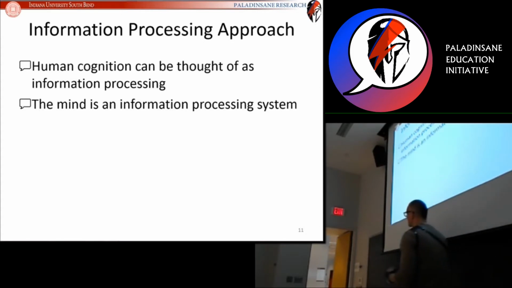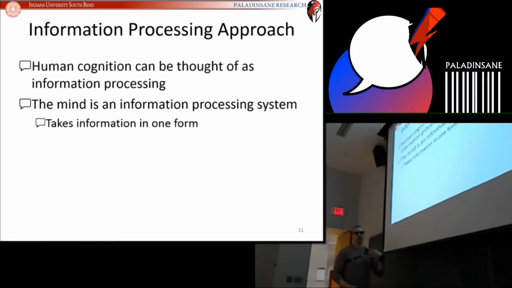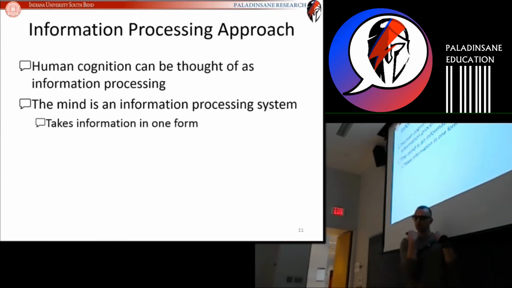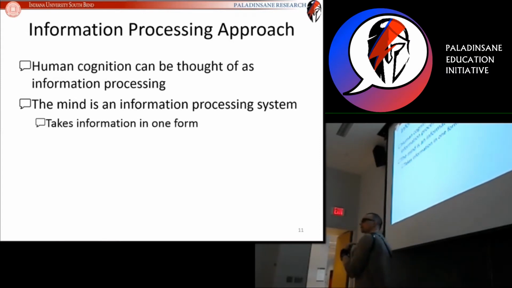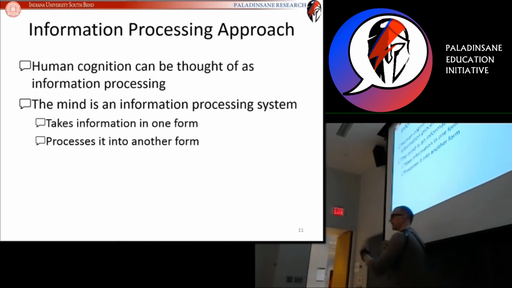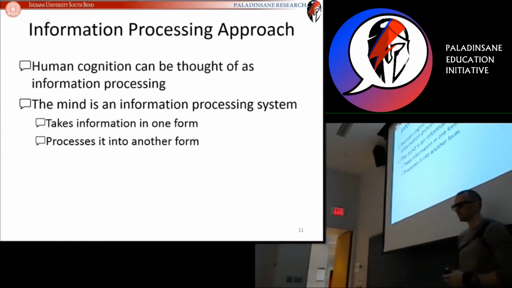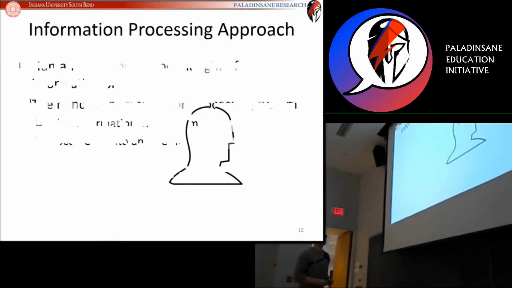So in this case, the mind is thought of as an information processing system. And what we have is information that is incoming into the system that your mind takes in through various channels. And then it processes that information into another form. And then it has the potential to output that information either as new information or as new behavior. So this information processing approach, let's take a look at it in more visual form.